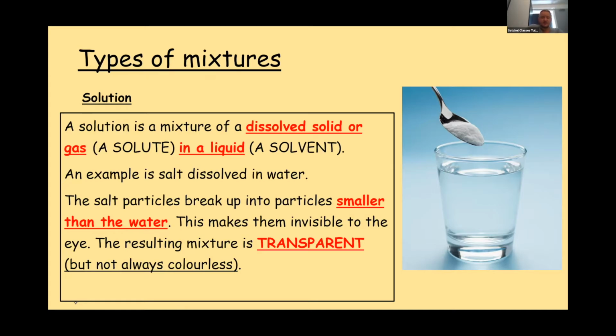So the resulting mixture is transparent, which means it's see-through, but it's not always colourless. Sometimes you can have a solution with a colour. For example, copper sulfate is a blue salt. Dissolve it into water, it makes a blue transparent liquid because it does dissolve. This is true for any solution. It will always form a transparent liquid because the solid will dissolve in the solvent.